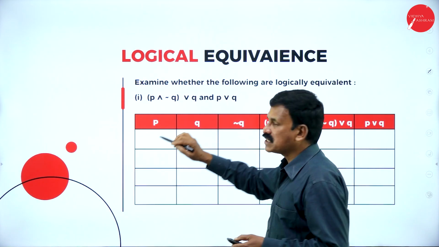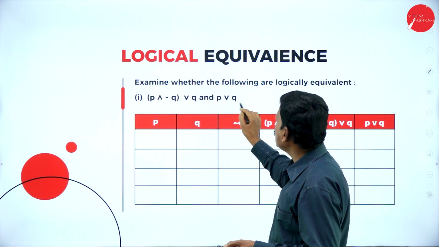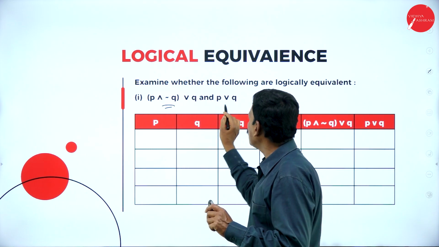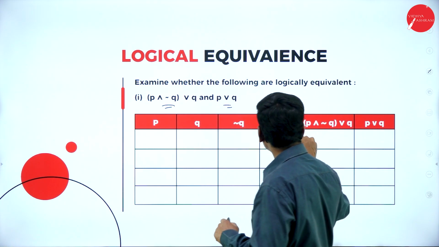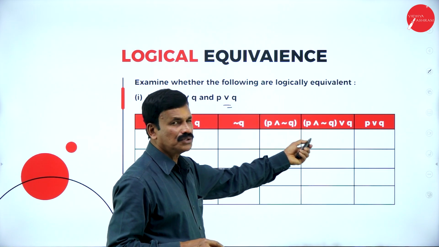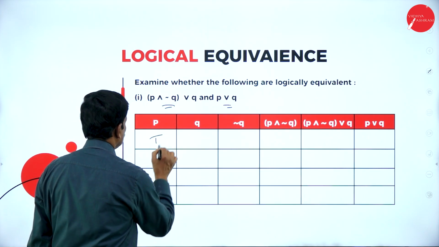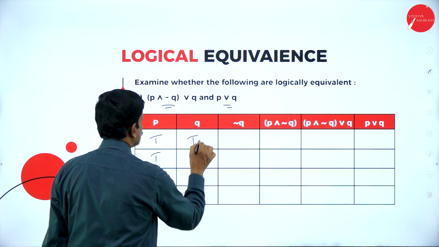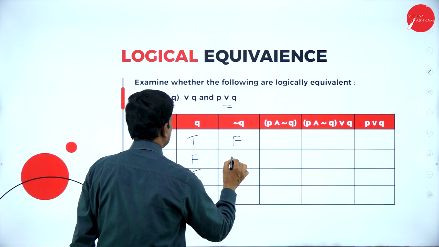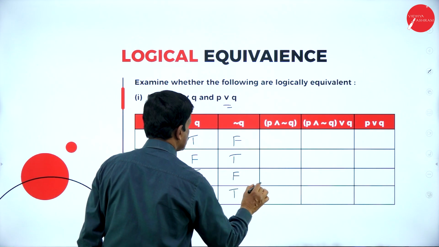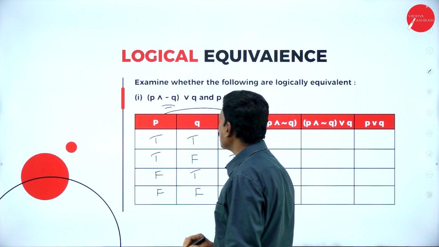Examine whether the following are logically equivalent or not. P conjunction negation Q, disjunction Q, and the second part is P disjunction Q. We have to verify whether this is logically equivalent to this. As usual, write down the truth table: P, Q, negation of Q, P conjunction negation Q, then P conjunction negation Q disjunction Q, and P disjunction Q.